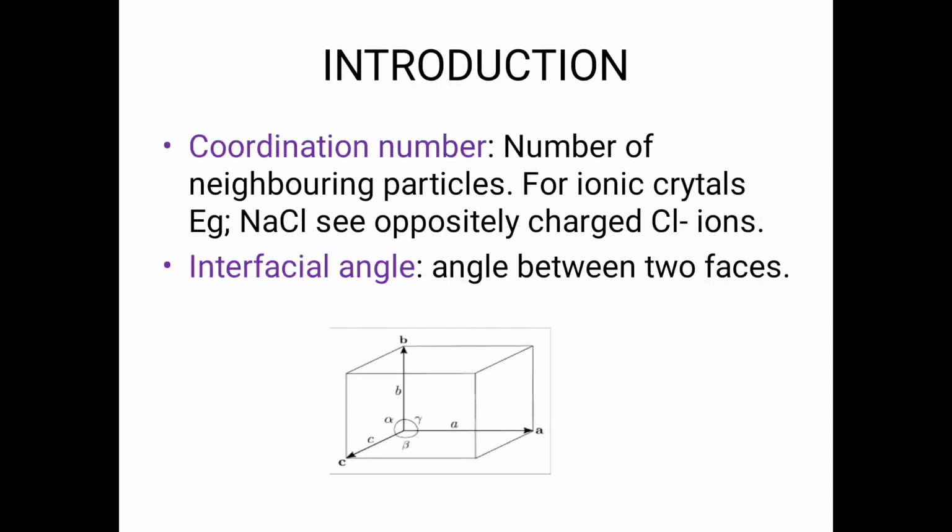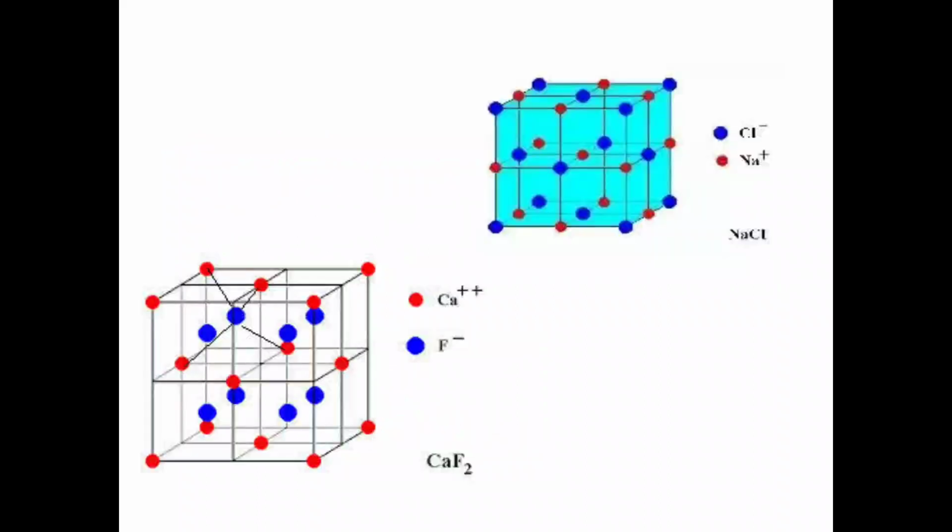Now, interfacial angles. From the name itself, you can understand. Interfacial means angle between two faces. You can easily see this angle is between two faces. Here you have one angle, here you have one angle, here you have one angle. Everywhere between two faces you get to see an angle. That is called interfacial angle.